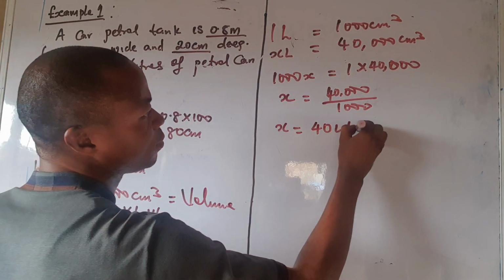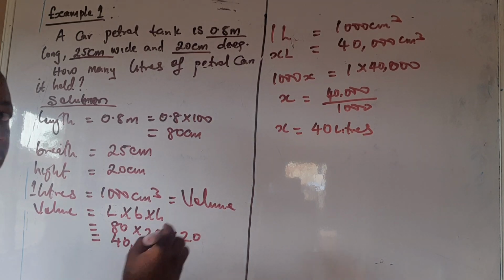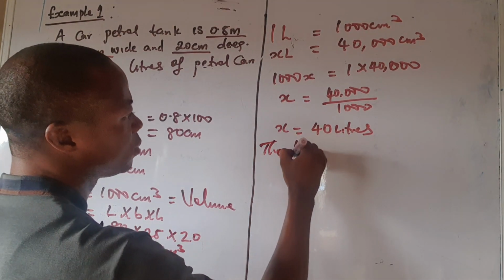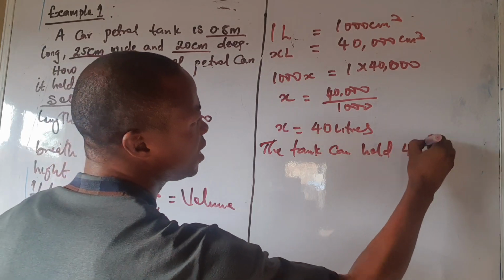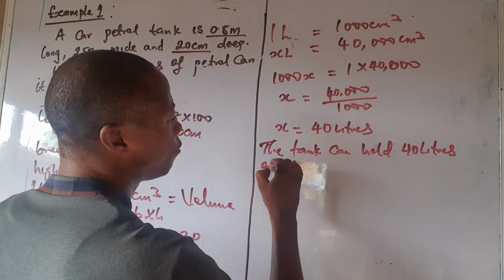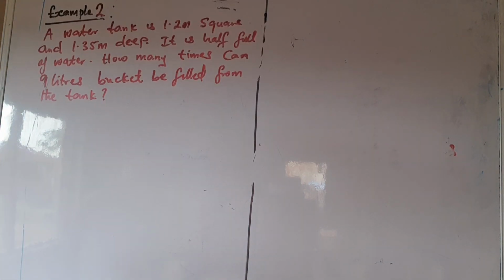And our x will definitely be 40 liters. So from the question asked, a car petrol tank is 0.8 meter long, 25 centimeter wide, and 20 centimeter deep. How many liters of petrol can it hold? With our calculation, the tank can hold 40 liters of petrol.